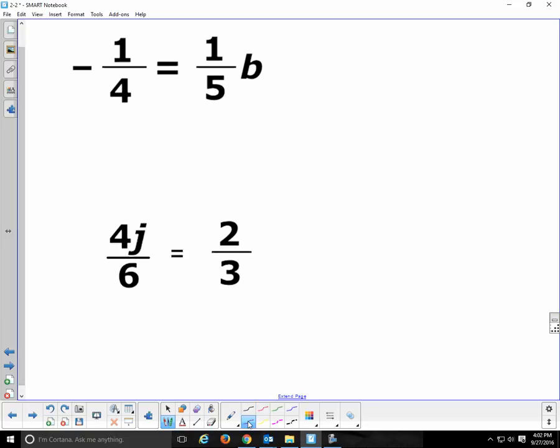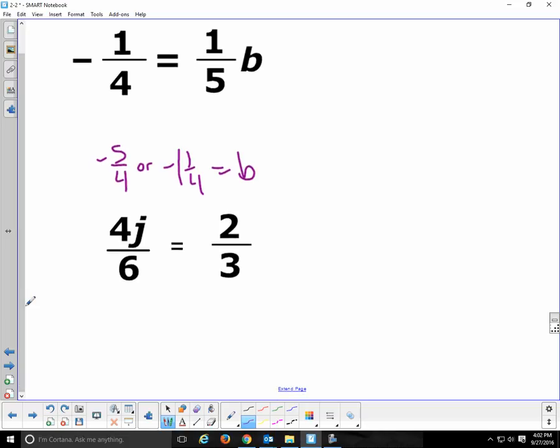Okay, I'm assuming you paused it. If you didn't pause it, try it. I'm assuming you paused. I'm assuming you tried it on your own. The first one here is either -5/4, or you could certainly say -1 1/4 equals B. Either one of those are correct. And the last one, J, is going to equal 1. So if you didn't get that, watch the linked video.